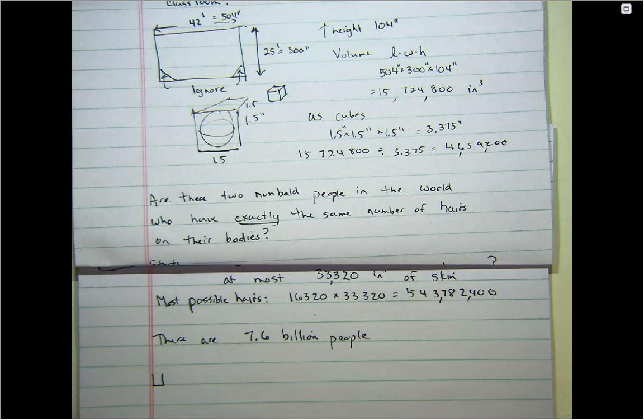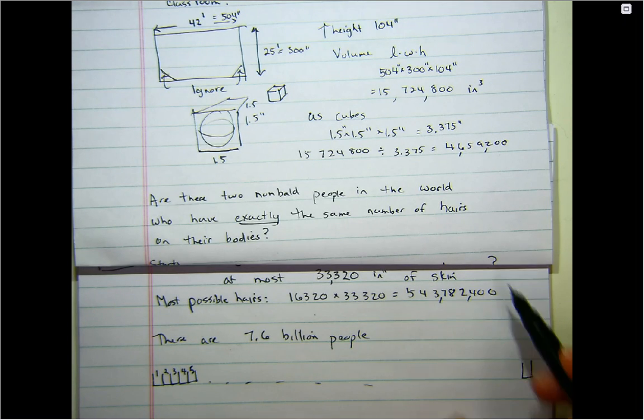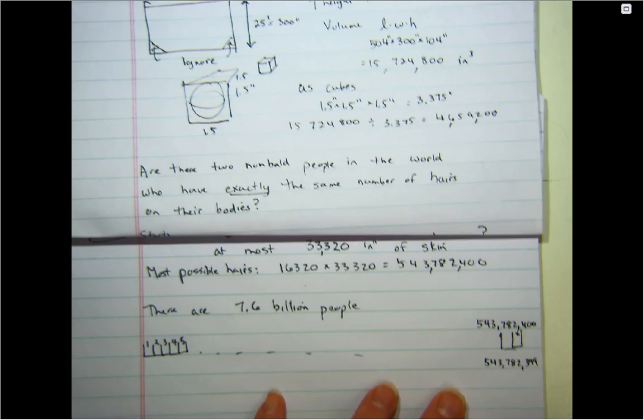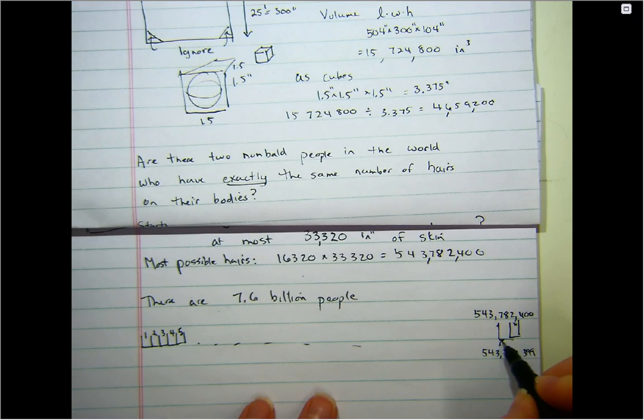So these are all the non-bald people. The people with 1 hair go in here, the people with 2 hairs go in this room, the people with 3 hairs go in here, 4 hairs in here, 5 hairs in here. In fact, we have a lot of rooms. We have a room for the most number of hairs possible. 543,782,400 hairs go in there. And the people with 1 hair less go in here. And so on. So we have everybody assigned to a room based on their follicle count.